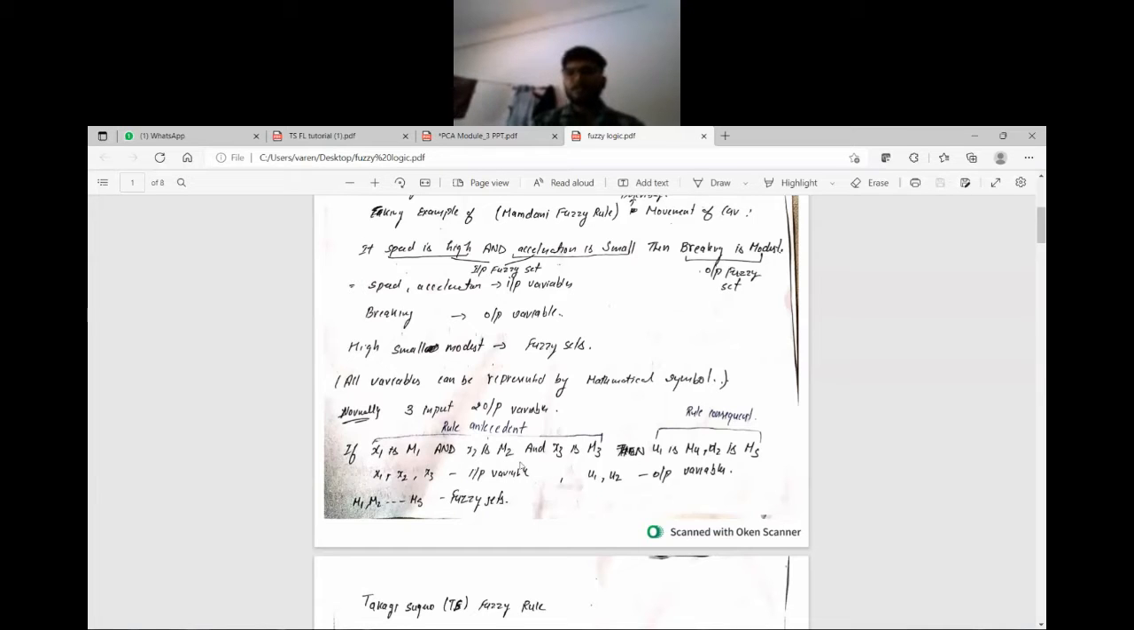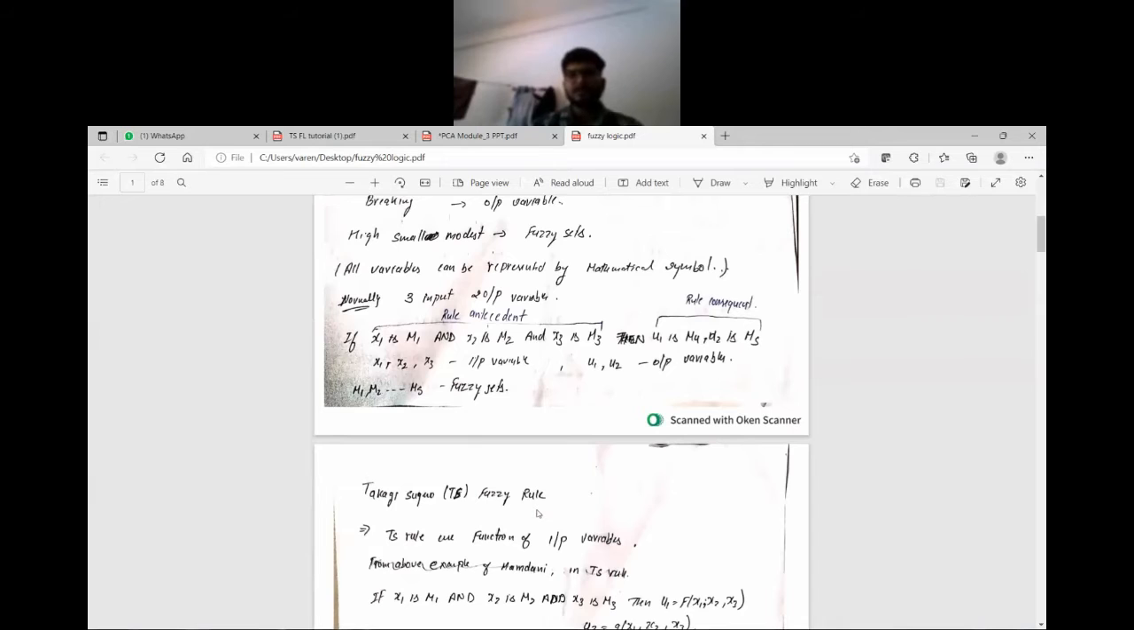All variables here can be represented as mathematical symbols. So normally a Mamdani fuzzy system has three input and two output variables. For example, if x1 is m1 and x2 is m2 and x3 is m3, then u1 is equal to m4 and u2 is equal to m5. The term before then is also known as the rule antecedent, and the term after then is also known as the rule consequent. Here x1, x2, x3 are input variables, u1, u2 are output variables, and m1 to m5 are fuzzy sets.